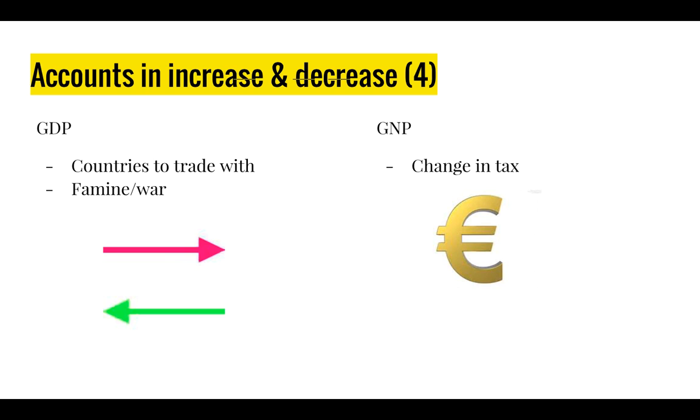Accounts for increase and decrease. The GDP accounts for increase by countries to trade with, and decrease is famine and war. The GNP for both increase and decrease accounts is change in tax.